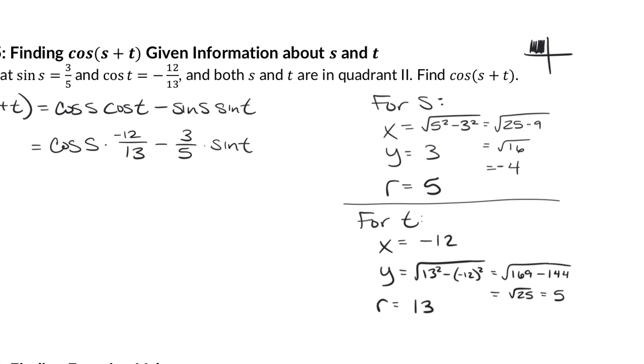So now that we know this, though, Genesis's idea from the beginning is, can't we just put the numbers in? Now we can, because we have x, y, and r for all of these things. The cosine of s, we look at s, cosine is x over r, which means this is -4/5. And the sine of t, sine is y over r, which means that this is going to be 5/13.